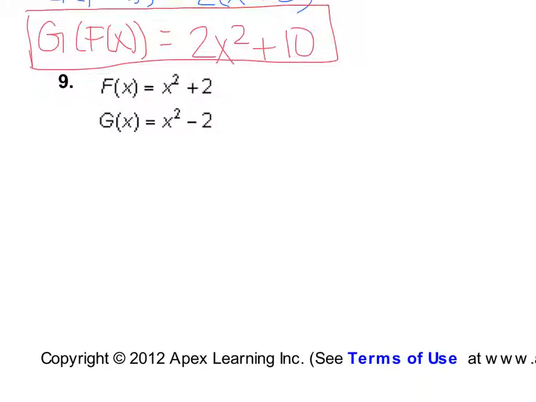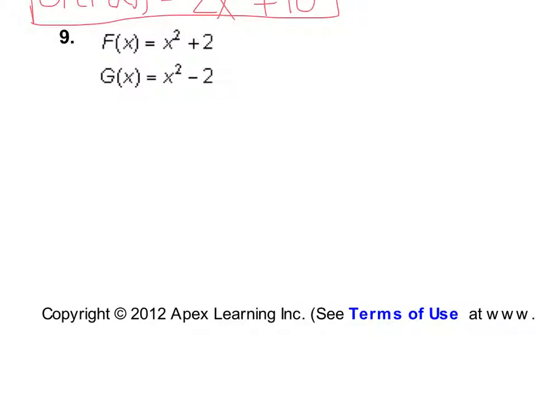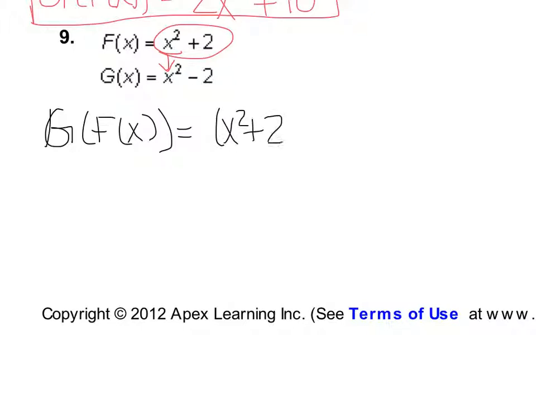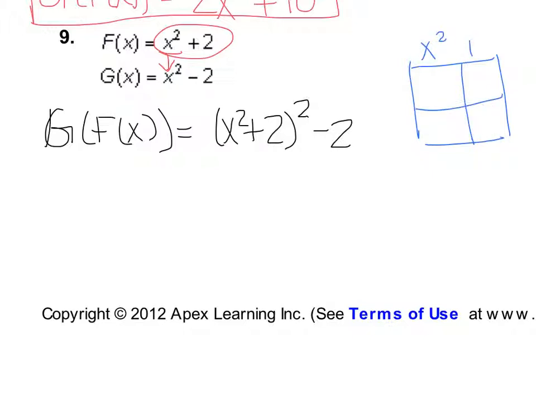And lastly, problem 9. I have f of x equals x squared plus 2, and g of x equals x squared minus 2. And I'm looking for g of f of x, which again means I'm taking f of x and I'm plugging it in place of x. So instead of x squared minus 2, I have x squared plus 2 squared minus 2. I've got to do the box method on the x squared plus 2 squared. So that's x squared plus 2 and x squared plus 2.